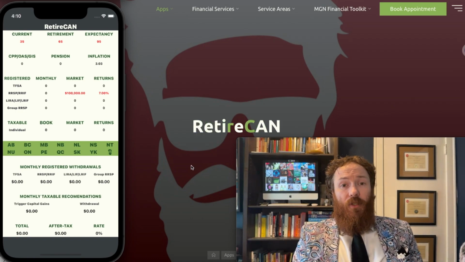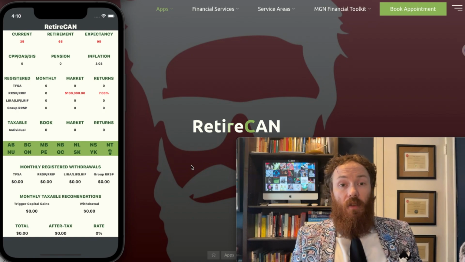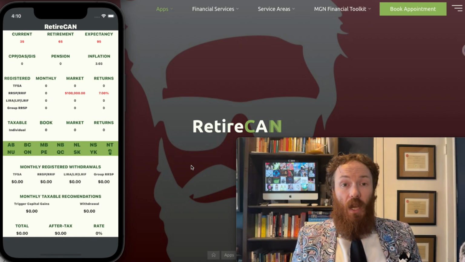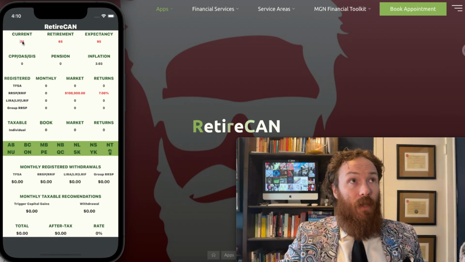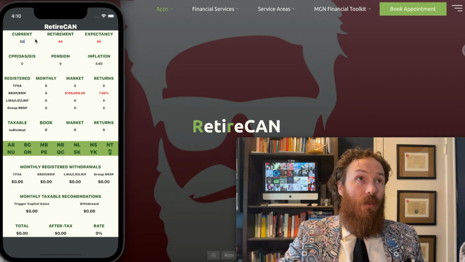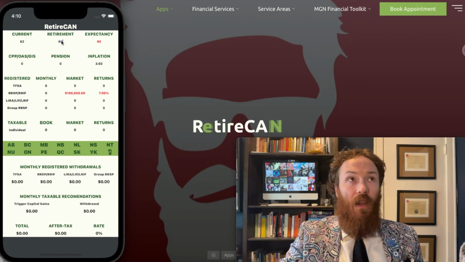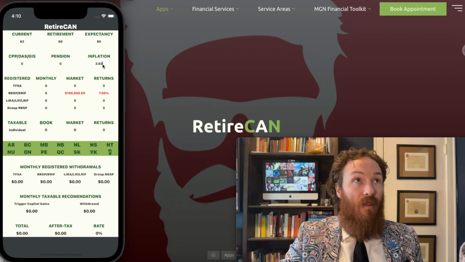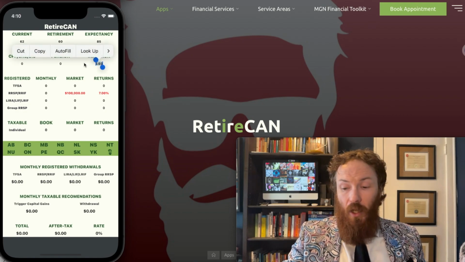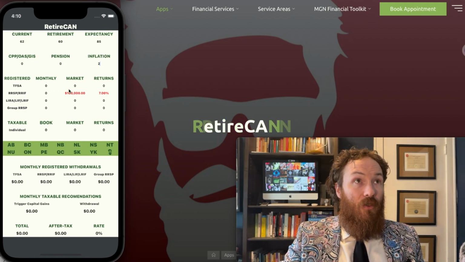All right, so we're just going to take a look at a retired individual quickly and see how we develop a retirement income stream. This is what the calculator looks like when you open it up. We're going to say, hey, you're 62, you retired at 60, you're only predicted to live till 85. Maybe that's why you retired a little early. And we're going to go with 2% inflation.